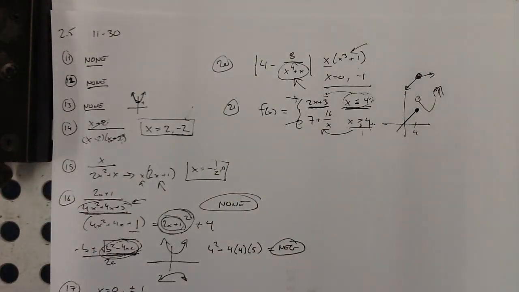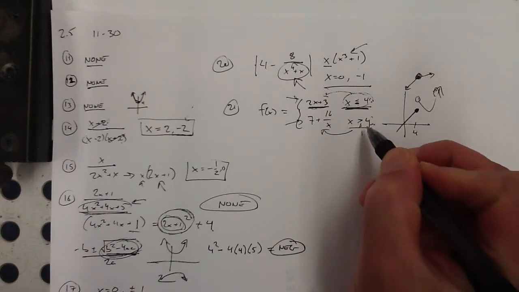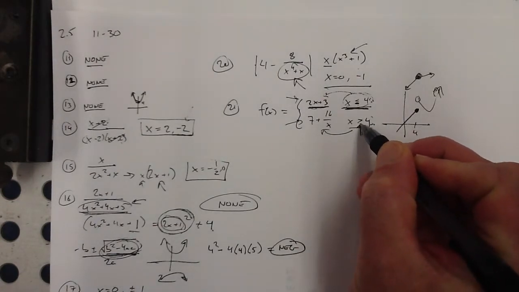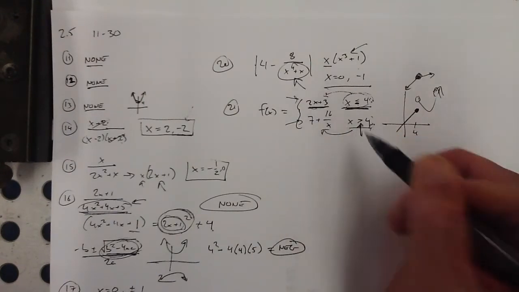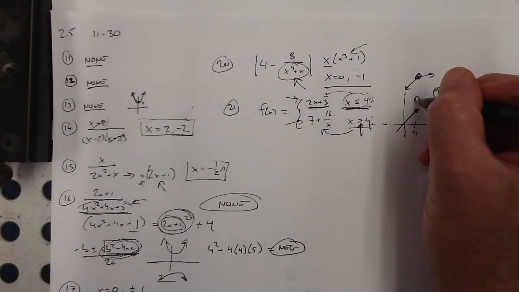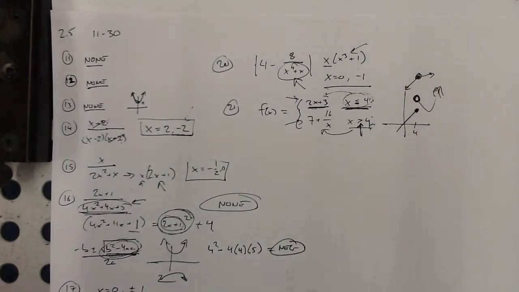I've had many students who resist plugging the 4 into the one that doesn't have the equal sign. They're like, why am I plugging the 4 into this one? Because there's no equal sign there. Well, what you're doing is checking where the open circle is. There's no equal sign, but that's still where it dead ends, right? Because x greater than 4 includes 4.00000000000000000000001 and numbers like that.